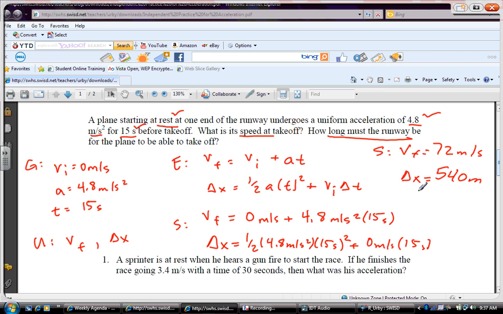Okay, so the runway for this plane was 540 meters long, and the final velocity of the plane just before it took off was 72 meters per second, which is extremely fast if you think about it. 72 meters is a pretty long distance, and the plane is covering that in just 1 second. Okay, so that's how you would solve all the practice problems that are going to follow. Make sure that you show the guess method. Remember, you're getting 1 point for showing each of these steps for a total of 5 points per problem.